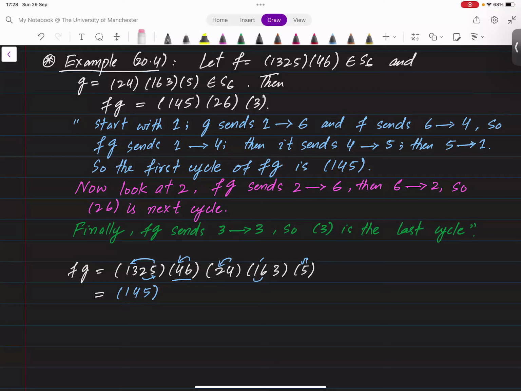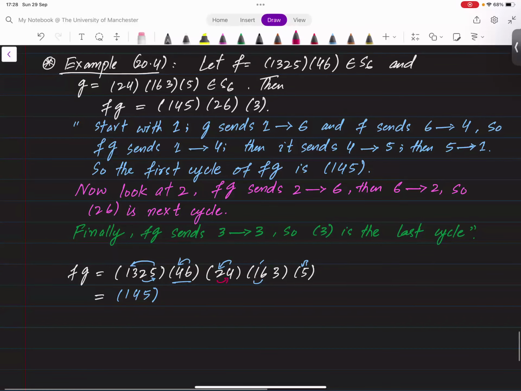Now we check that there is 1 there, but there is not 2 in this cycle. So what we do, we will look for 2 in the last 3 cycles, which are for G. So we see that 2 is going to 4, but 4 is going to 6 now. That means 2 is going to 6. Now we see that 6 is going to 3, but 3 is going to 2. It means we can close this cycle.